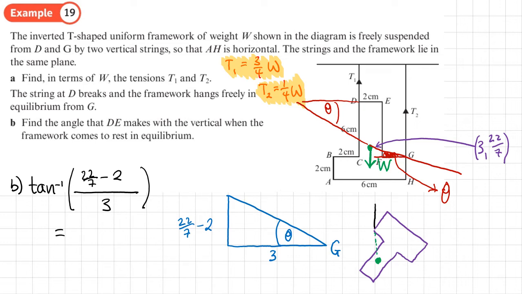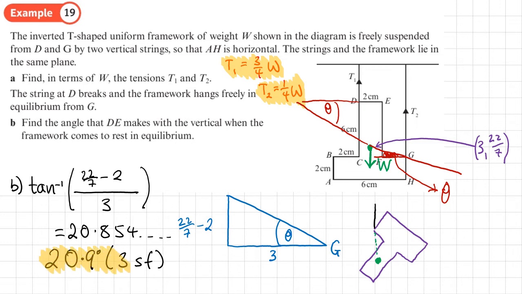And that gives me 20.854, like that. And I want to give that to 3 significant figures. So we'll do 20.9 degrees to 3 significant figures. Now, in the version of the book I've got, it's got a completely different angle, but that's because they've worked out the angle as if it's suspended from D. Now, the version of the book you may have may be updated and have the correct answer, but based on my understanding of the question, the answer should be, to 3 significant figures, 20.9 degrees.